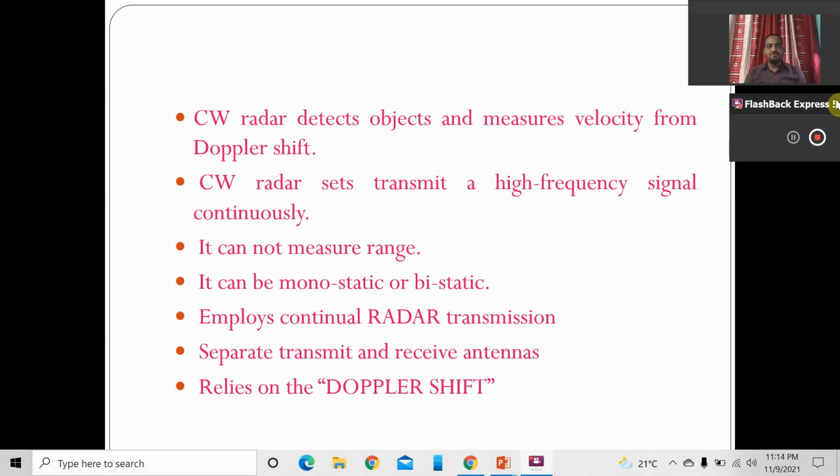If the echo signal carries the same frequency as whatever was transmitted, then the radar understands the target is a stationary target, that is, it is not moving. If there is a shift in the frequency, either positive or negative, depending upon the polarity of the shift, the radar system understands whether the target is approaching or receding.